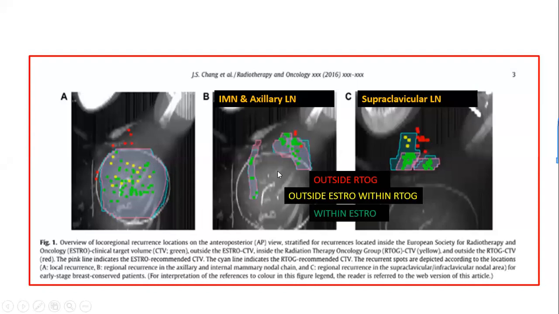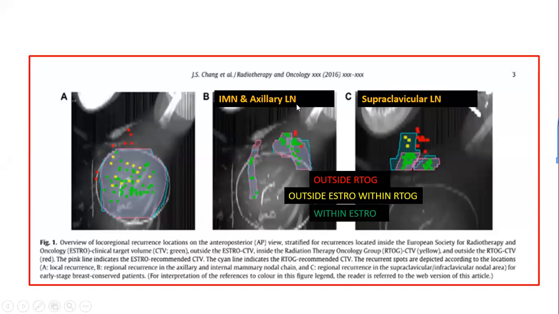So these are the relapses originally. Locally, we are not discussing it because our study is mainly on the regional lymph nodes. So first we will take the IMN, that is internal mammary, and the axillary lymph nodes.